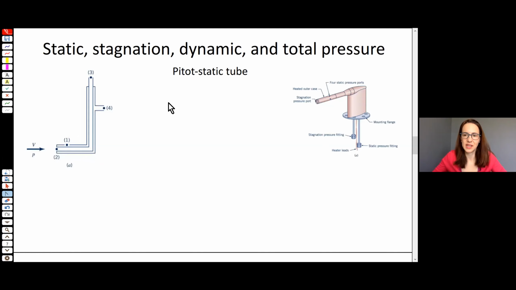I'm not seeing my annotations show up on the screen. There they go. All right, there's just a big time lag.